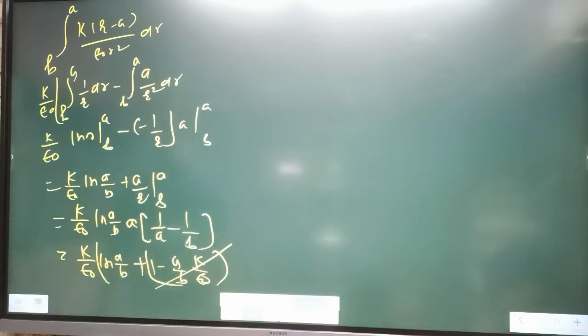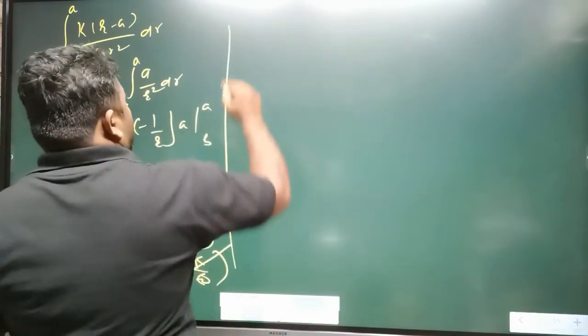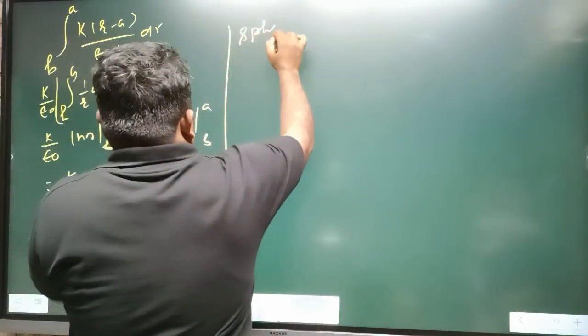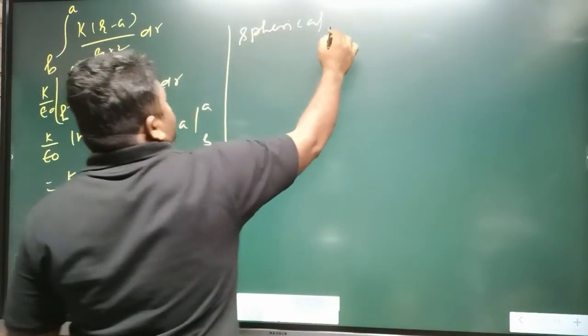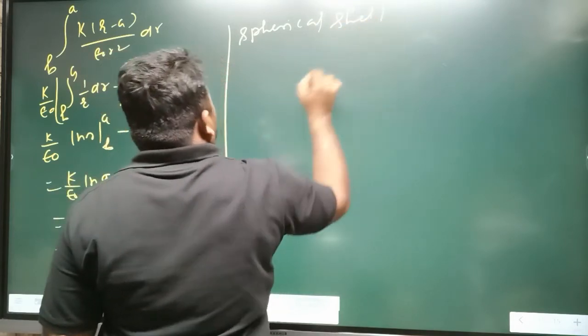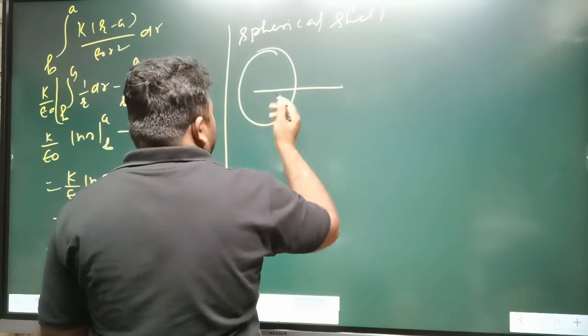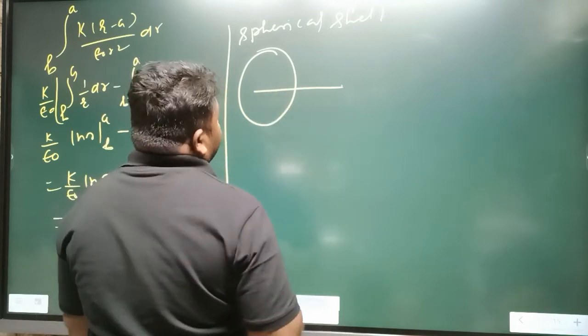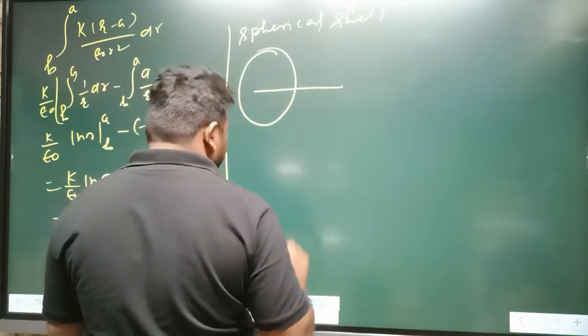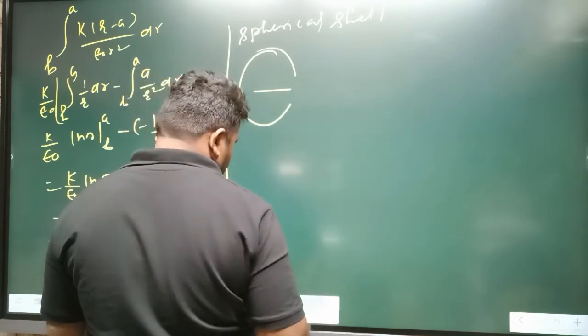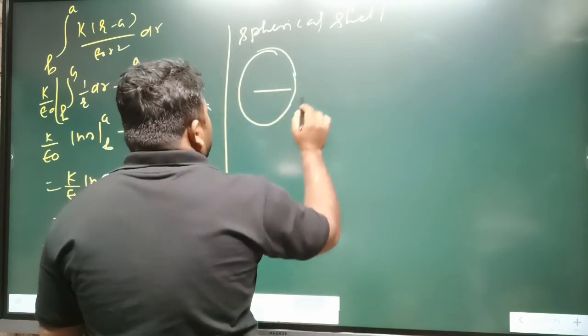Next, spherical cell. A spherical cell, okay. This one is empty space, okay. We can find out what is the electric field inside. V in. What is the V in value?